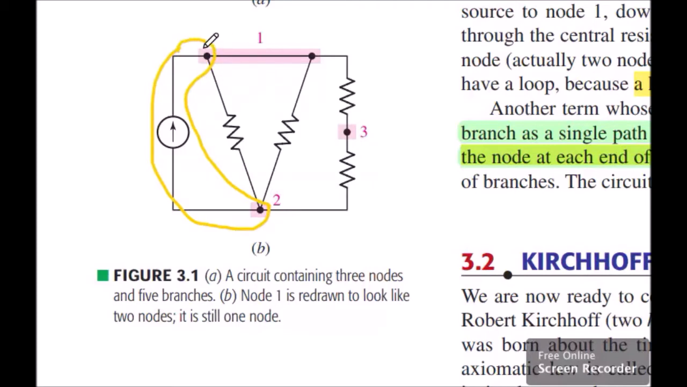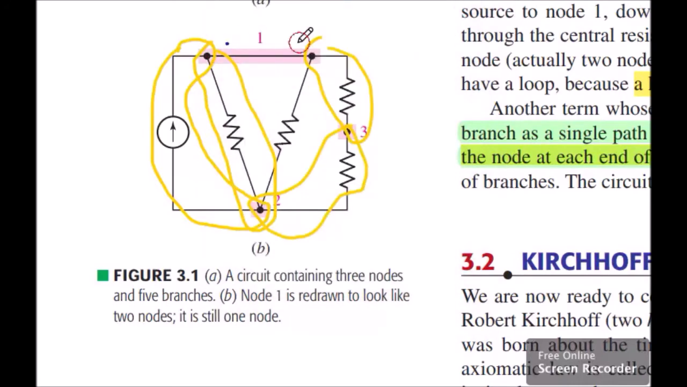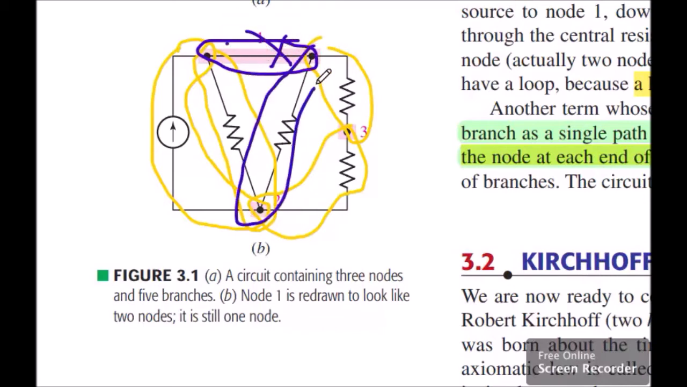Where else? This, another branch. Where else? This, a branch: one element and the nodes at the ends. Where else? This. Is this a branch? No, there is no element there. This, is this a branch? Yes. Ma'am, is this a branch? No, because it has more than one element.